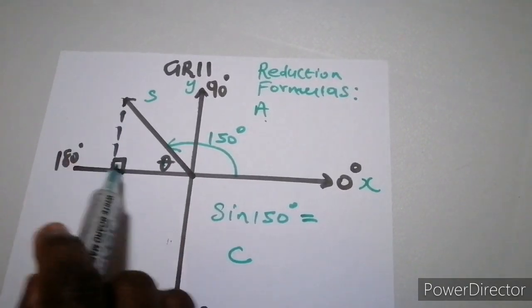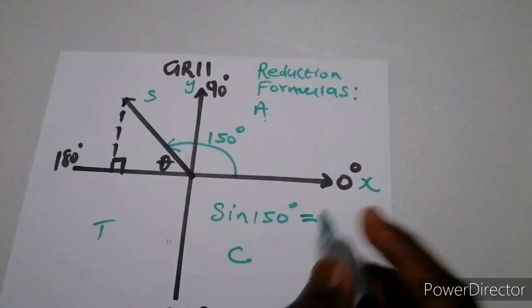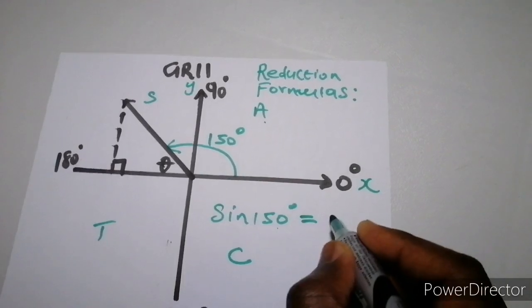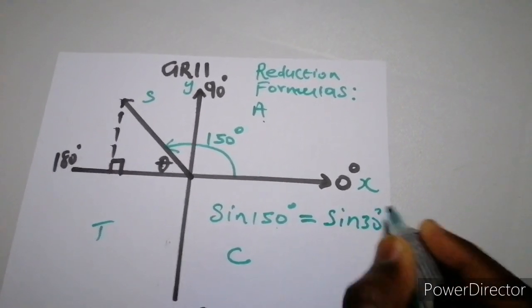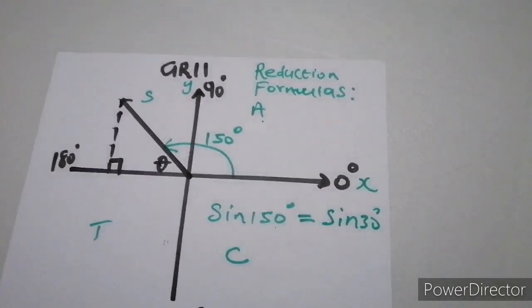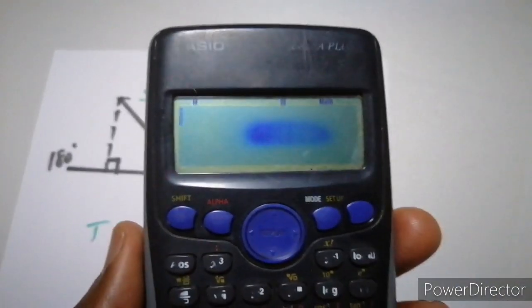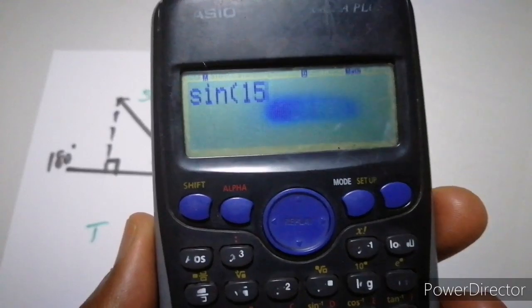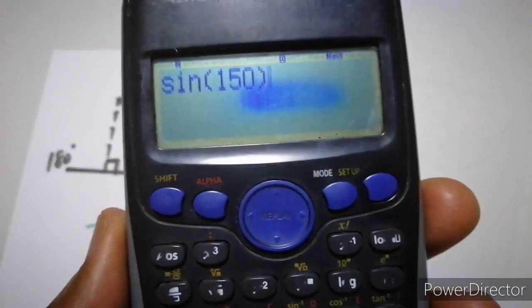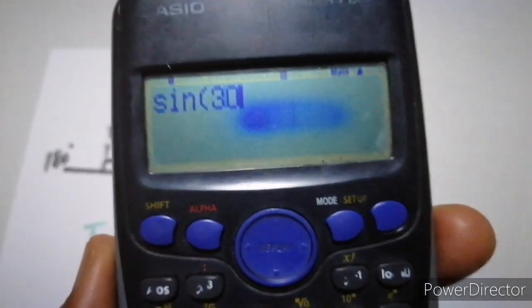Now we are using a right angled triangle. Now the sine of 150 is the same as positive the sine of 30 degrees. And when you press this on your calculator, you're going to get the same answer. Right, for example, let's press sine of 150 equal to positive half. Then it is the same as the sine of 30 degrees.